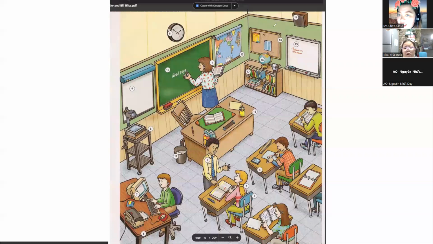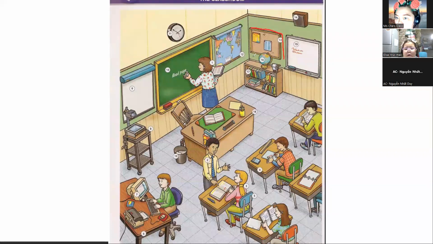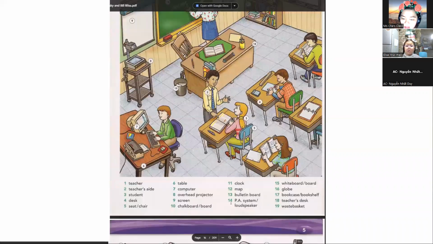Bulletin board. Elsa, this is where the teacher, as told to you yesterday, puts the special announcements or the important things that you should remember. So the teacher puts it on a bulletin board. Can you say it again? Bulletin board.